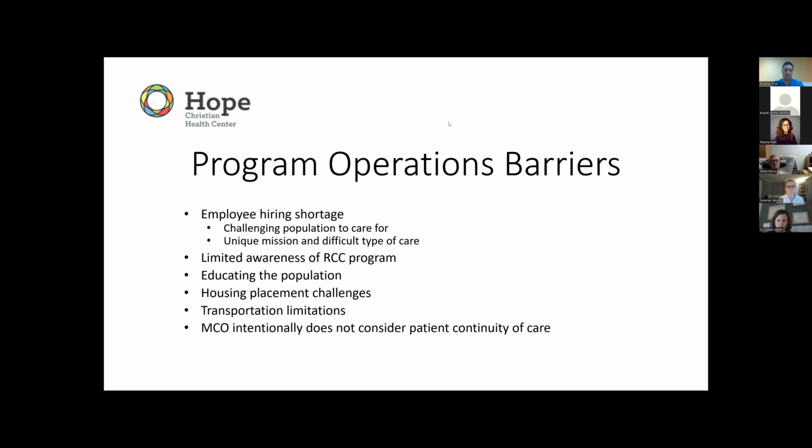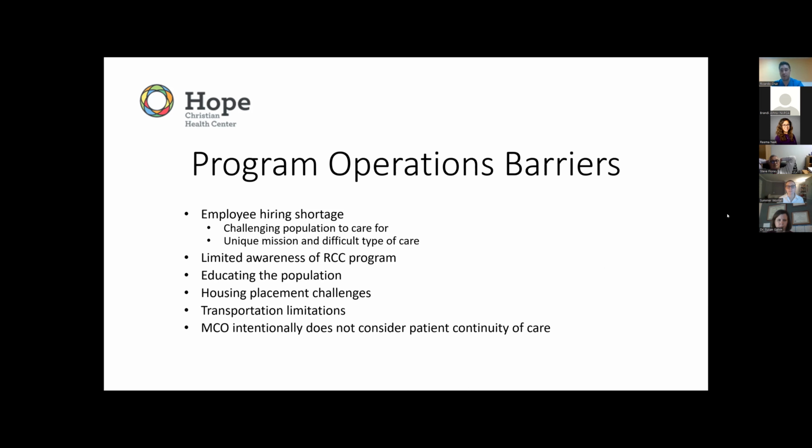Another thing is the limited awareness. I'm often on the phone speaking with a lot of facilities, even hospitals, that are unaware of our existence. That awareness is slowly growing, and my goal is that one day a hospital or an emergency department will recognize that a patient is at risk for discharge and is homeless, and will think of the RCC first.